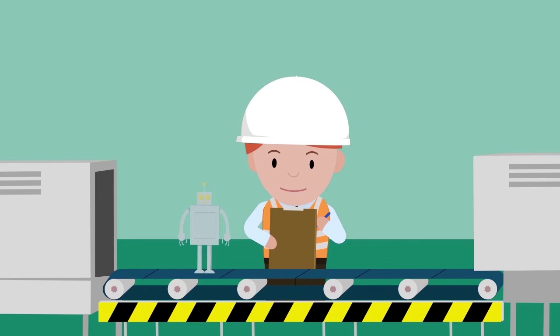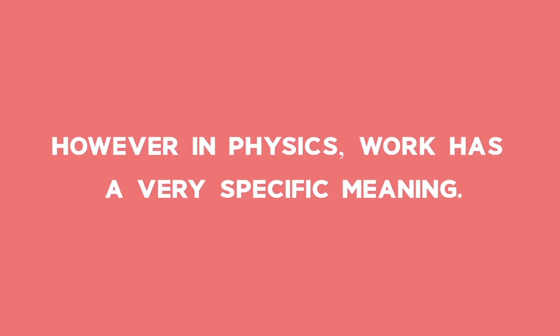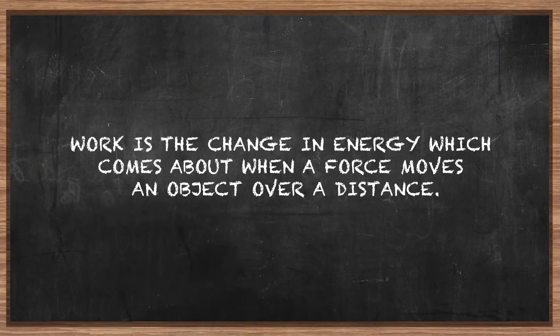Work means different things to different people because we all have very different jobs to do each day. However, in physics, work has a very specific meaning. It is the change in energy which comes about when a force moves an object over a distance.